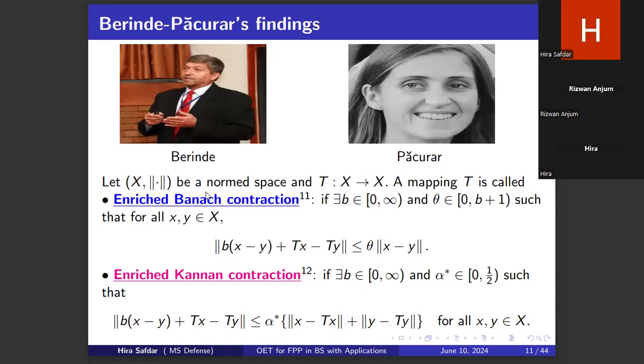Next. In a normed space, a mapping T from X to X is said to be enriched Banach contraction, where b(x minus y) is the extra factor. If we put the value of lambda, it will transform into T lambda x and T lambda y. I have just told you this; you will read it like this. Yes, sir.